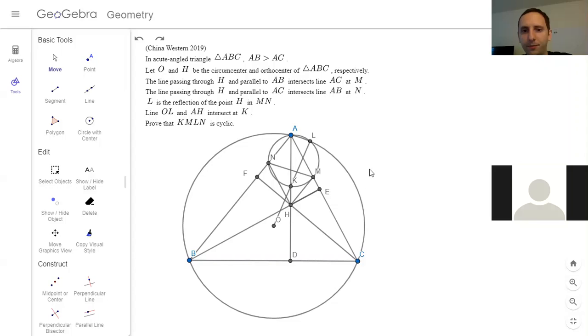But you're saying that makes it obvious that L lies on the circle with diameter AH? How does it follow that L, like I see that L is the Miquel point of BNMC. How does it follow that L lies on the circle with diameter AH? All right, let's see if we can prove it.